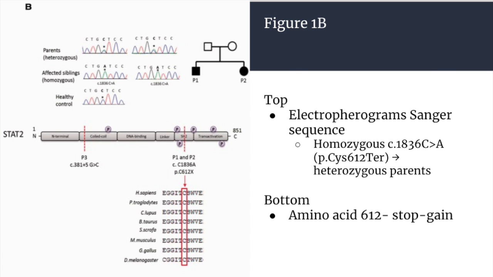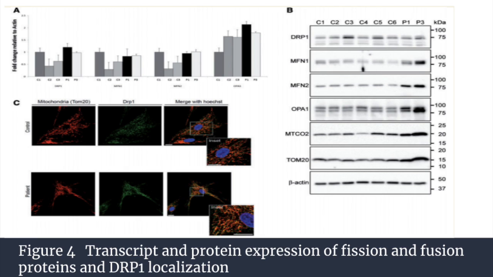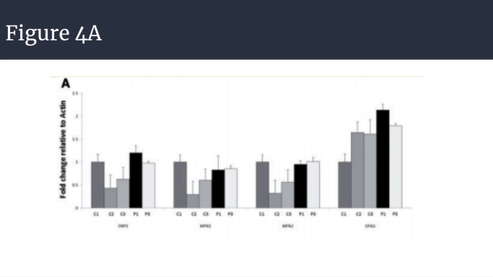STAT2 protein. Now on to Figure 4, which shows transcript and protein expression of fission and fusion proteins and the DRP1 localization. Figure 4a shows qPCR analysis of DRP1, MFN1, MFN2, and OPA1 in the 3 controls C1 to C3 and the 2 patients 1 and 3. The samples were normalized to C1, and ACTB encoding beta-actin was used as an endogenous control.